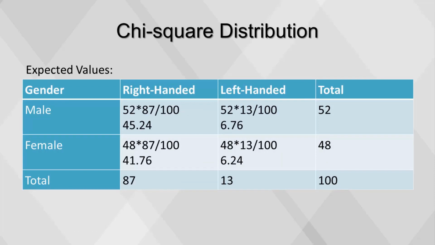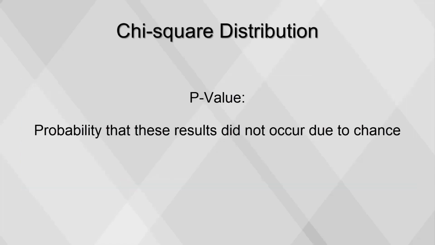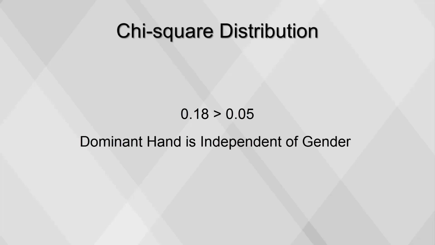Once the expected values have been computed, the chi-square test can be run. In Excel, the chi-square test function uses the actual table and expected table as inputs to calculate the p-value. This p-value is the probability that these results did not occur due to chance. A common way to evaluate the p-value is to compare it to 0.05. If the p-value is less than 0.05, we say there is an association between the two variables that is statistically significant. In this example, our p-value is 0.18, which is greater than 0.05, so we conclude that the dominant hand variable is independent of gender.